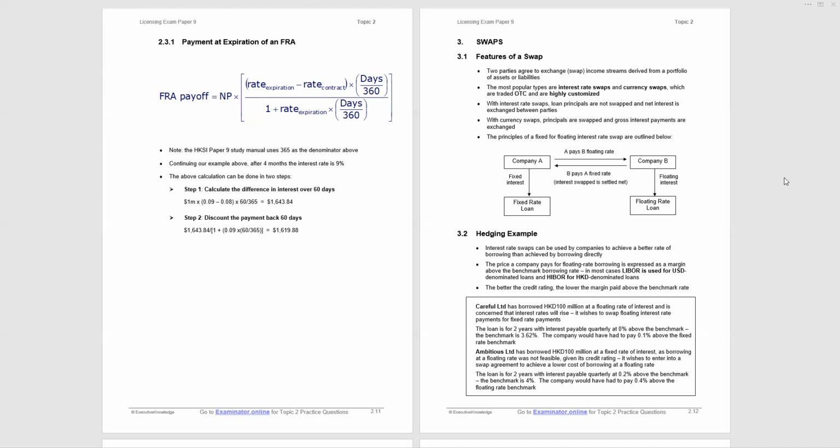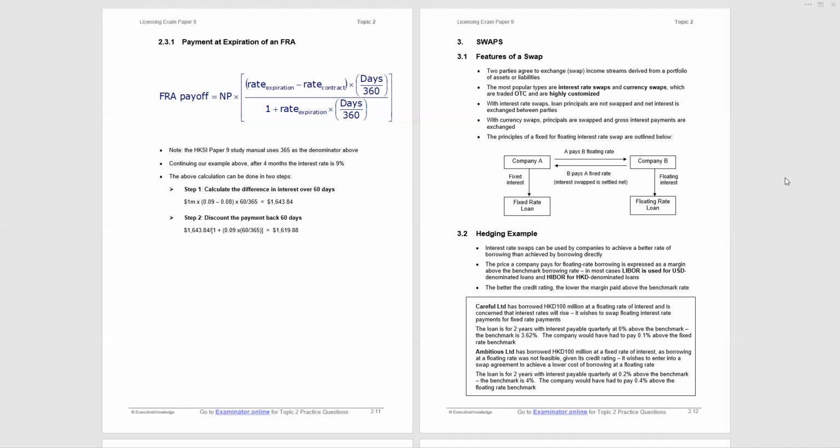Now we'll look at features of a swap. Now swaps come up in the exam. We get more than one question on swaps. So we have to go through this in a certain amount of detail. First of all, we'll look at the features, and then we'll look at a hedging example.